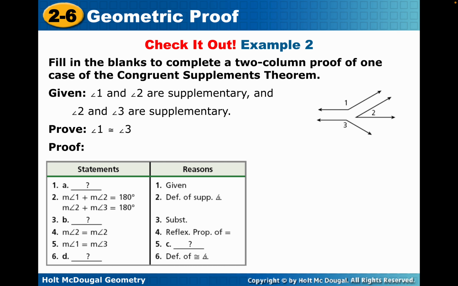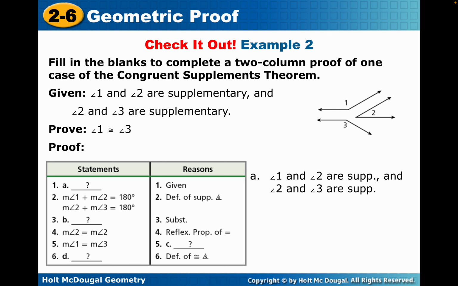Okay, let's go ahead and talk about this. So A, we've got to figure out what we put as our first statement. I really hope everyone got this one, but what do we think it's going to be? Yeah, Maddie? Perfect, we just put what we're given. So it should look something just like that.